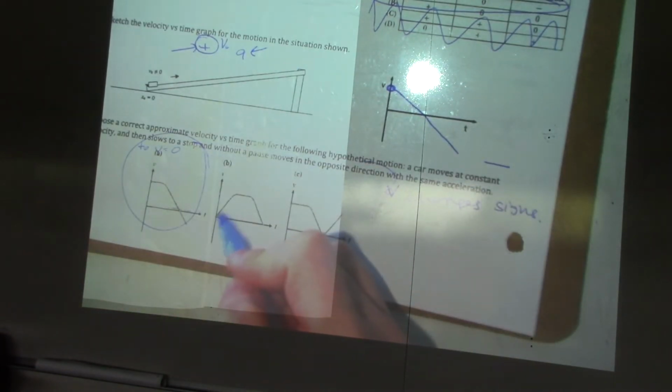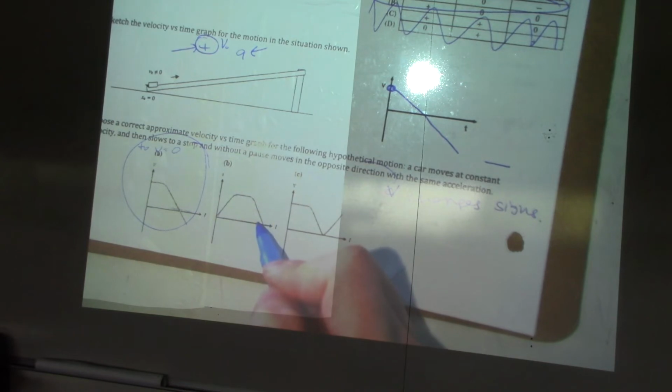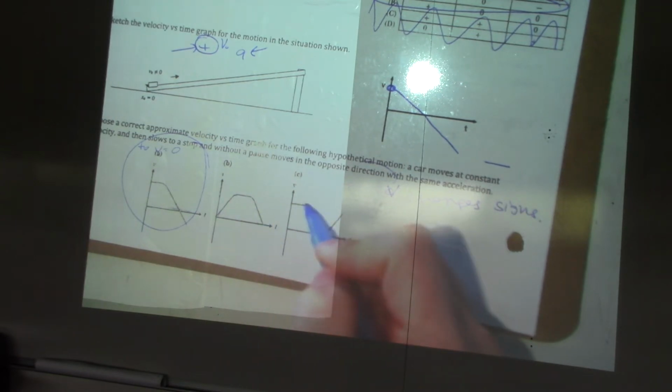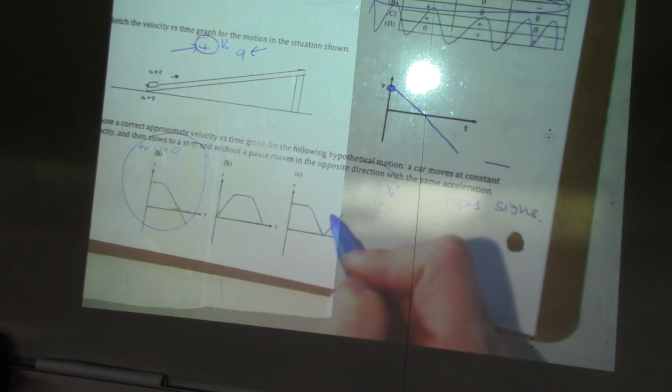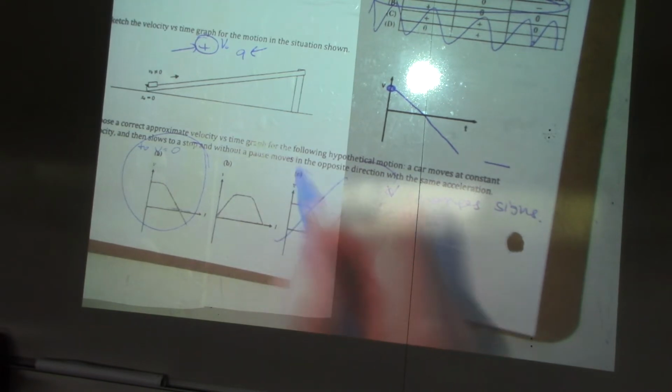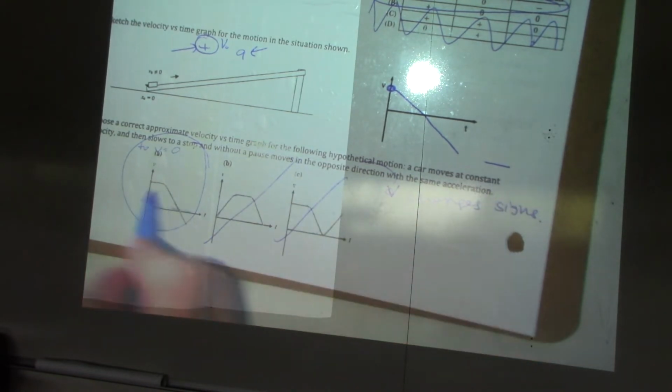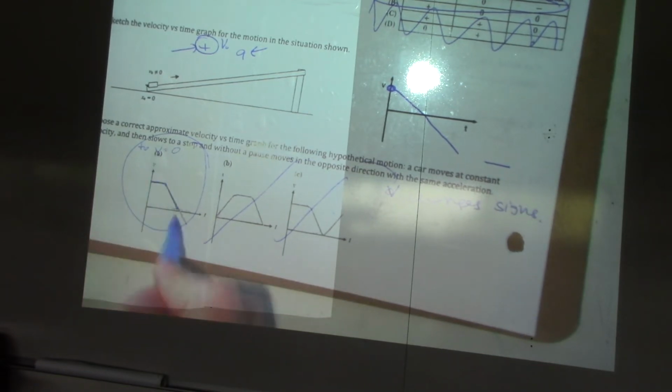What this would be doing is speeding up, constant velocity, slow back down to rest. This one is constant velocity, slows down, and then speeds back up in the positive direction. So neither of these changed signs. This one, constant velocity, said it would be flat, slow down to rest, it did go to 0, and then now I'm speeding up in the negative direction with that same acceleration, the same slope.